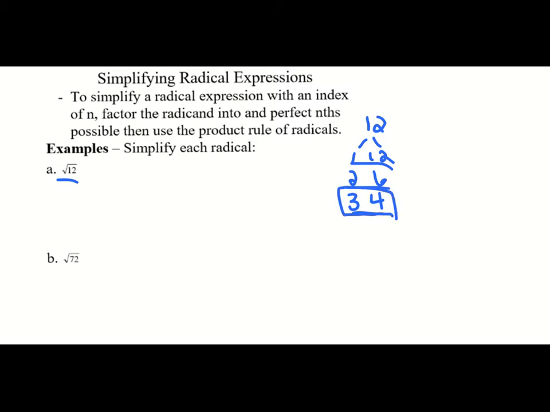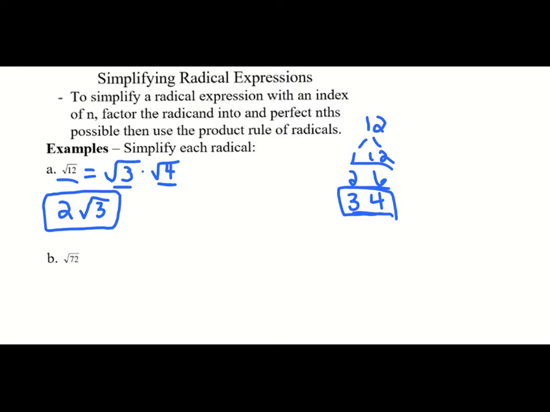So if I take the square root of 12 and break it up, and I make it square root of 3 times the square root of 4, I know that I can't simplify the square root of 3, but the square root of 4 is 2, and then we'll leave the square root of 3. So the square root of 12 in simplest radical form is 2 square root 3. And we always write the whole number first and then the radical.